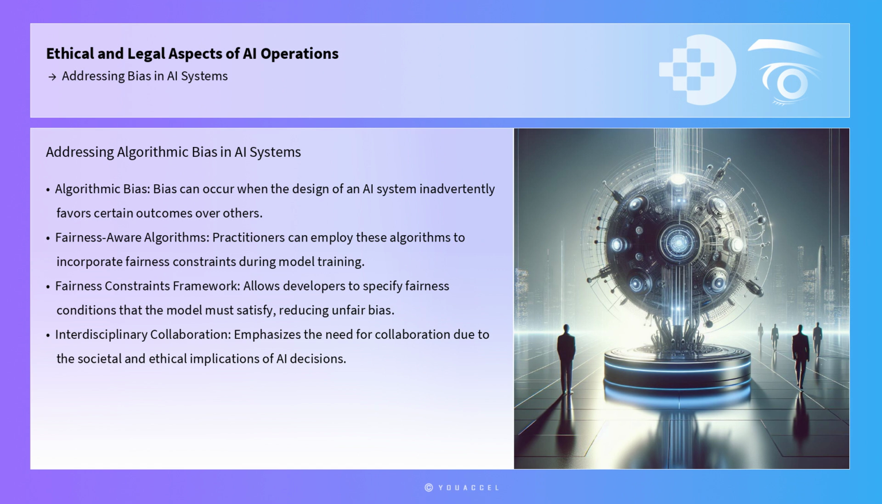Beyond data bias, algorithmic bias can also occur when the design of an AI system inadvertently favors certain outcomes over others. To address this, AI practitioners can employ fairness-aware algorithms. These algorithms are designed to incorporate fairness constraints during the model training process. For example, the Fairness Constraints Framework allows developers to specify fairness conditions that the model must satisfy, thereby reducing unfair bias. Implementing such frameworks requires a deep understanding of the societal and ethical implications of AI decisions, emphasizing the need for interdisciplinary collaboration in AI development teams.